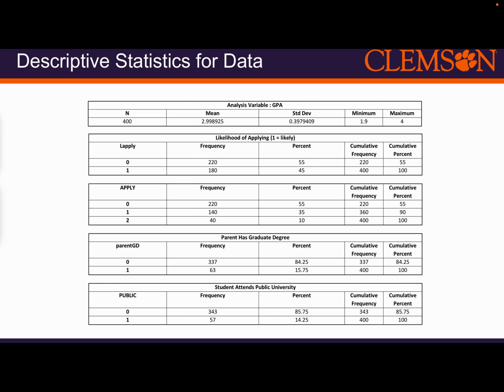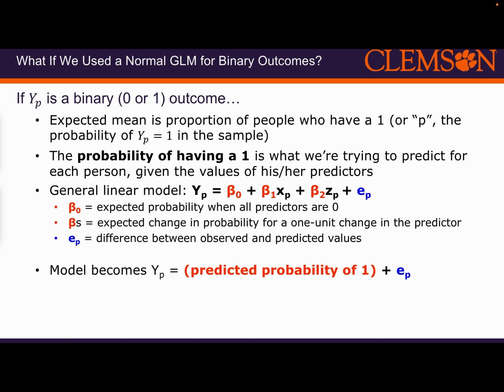So here are our data. You can see that our GPA variable has a mean of about 3.00. For the likelihood of applying, 55% said likely not to, and 45% said maybe or definitely likely. And you can see the parent graduate degree: about 15% of the sample had at least one parent with a graduate degree, and about 15% of the sample attended the public university. So this would be very heavily private school students themselves.